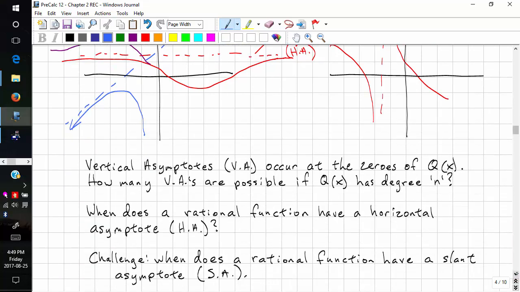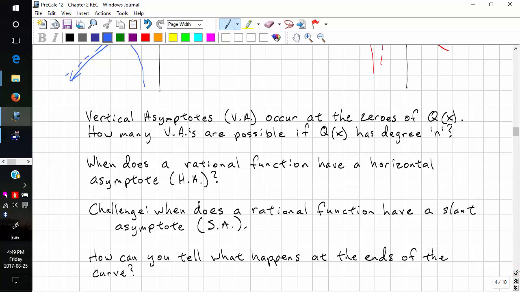Okay, we're going to go over a few things. The rest you need to learn on your own. Vertical asymptotes occur at the zeros of the denominator. So how many vertical asymptotes are possible if q of x has degree n? That's the question you want to think about. This is the property.